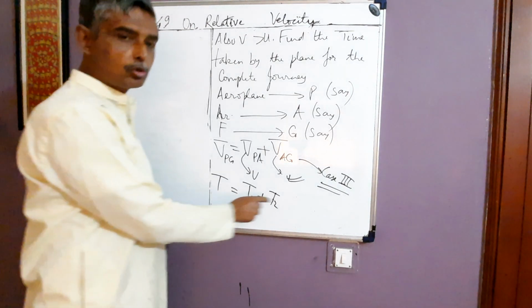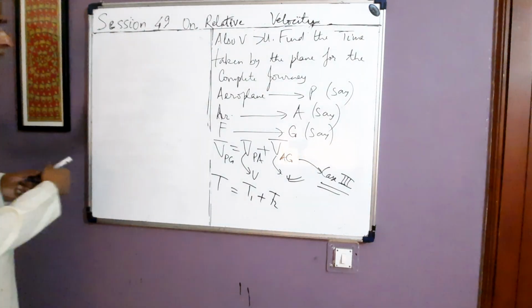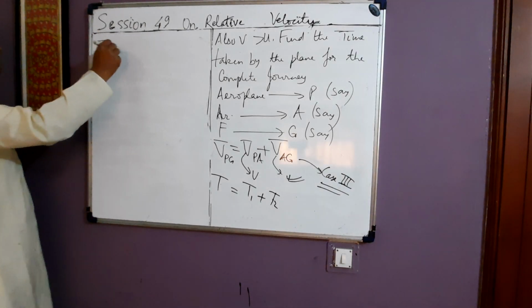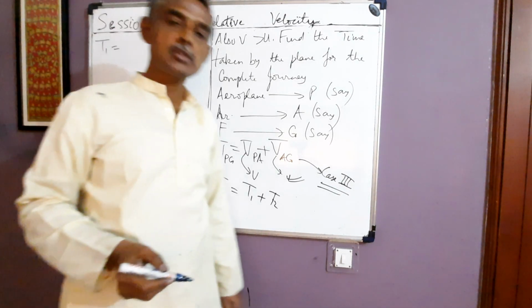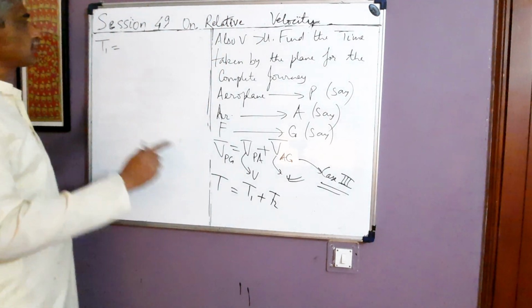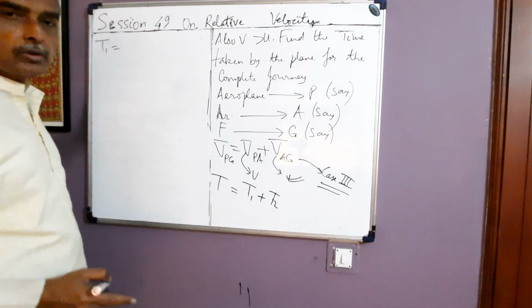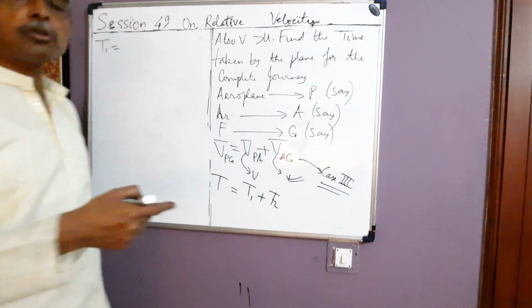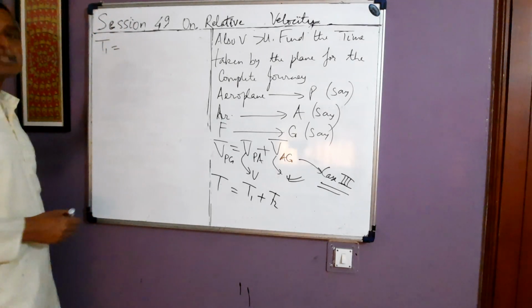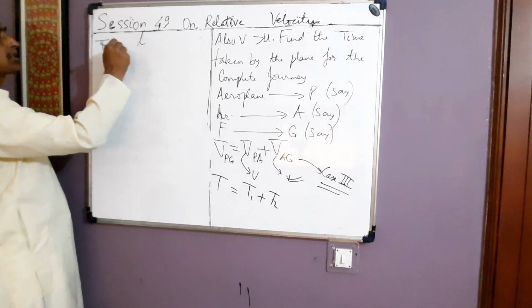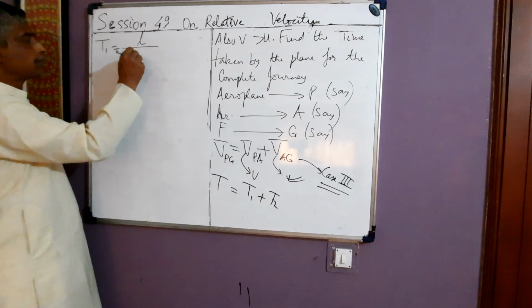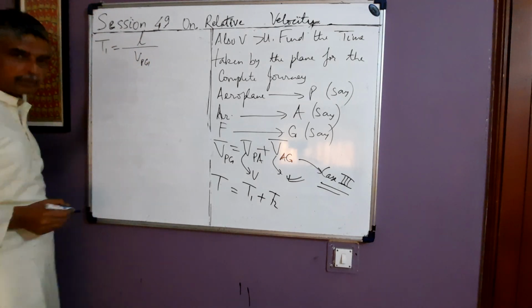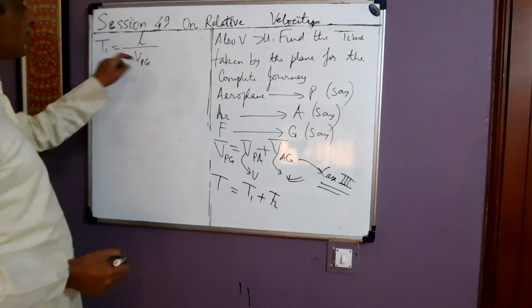So to know t, we have to know t1 and t2. First we find t1. t1 is the time taken by the plane to fly from C1 to C2. Now plane flies from C1 to C2 with respect to ground. So distance covered by plane with respect to ground is L, and speed of plane with respect to ground is constant. So time taken is equal to distance by speed. Distance moved by plane with respect to ground, that is L, is divided by speed of plane with respect to ground, Vpg1.